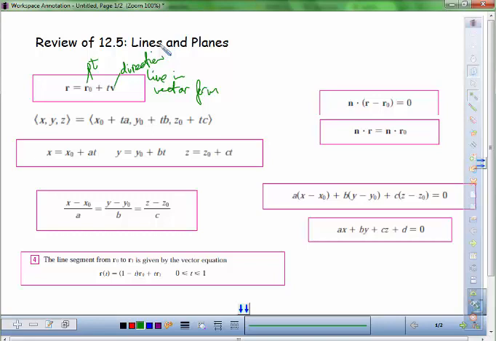One of them is just a point, one of them is a direction that the line is going. And so the point that they're giving here, R0, is an X0, Y0, Z0, if we want to look at it per component. And then the vector V that they give here looks like it's A, B, and C.